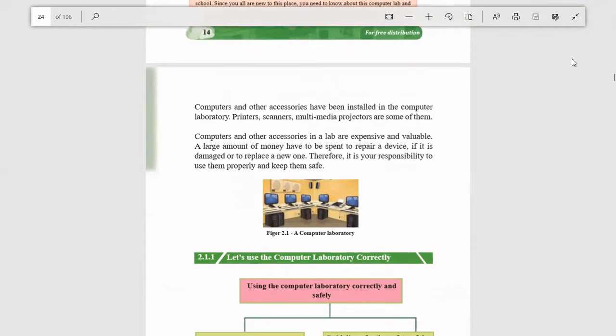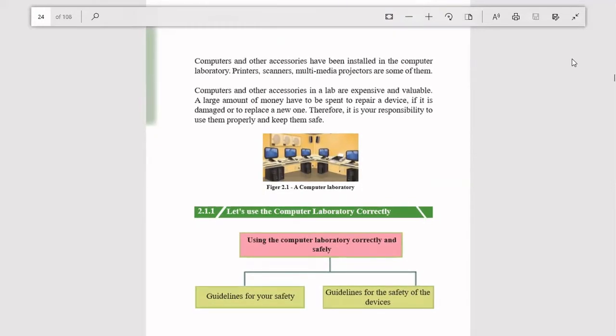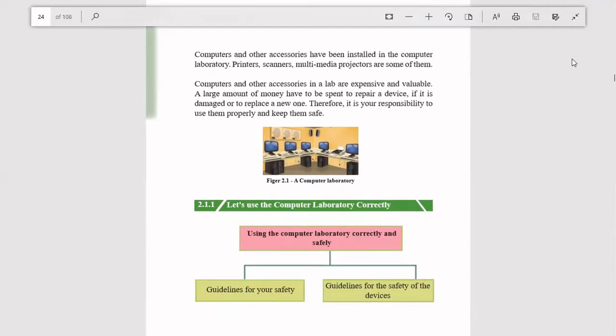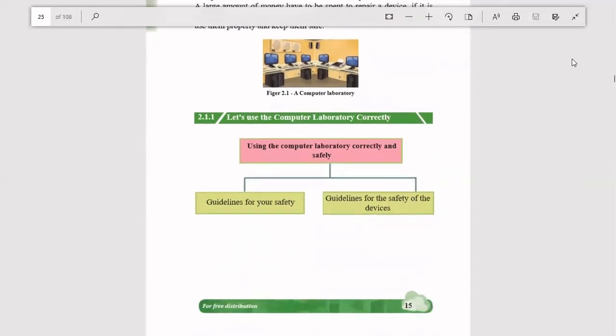So these are very expensive things, right? Already they have spent, maybe it's from the school or maybe it's from the government, they have already paid a lot of money for that. So if there is any damage, then again they have to either replace it or repair it. So this will take a lot of money. So it's your responsibility to use them properly and keep them safe. So let's use the computer laboratory correctly.